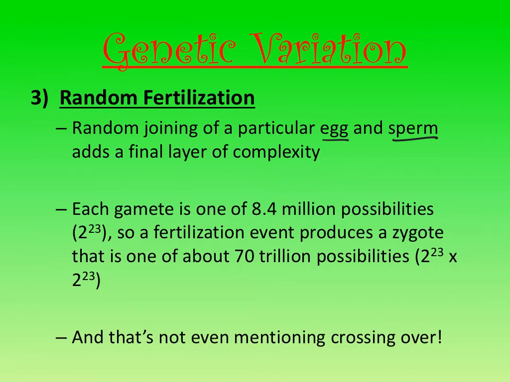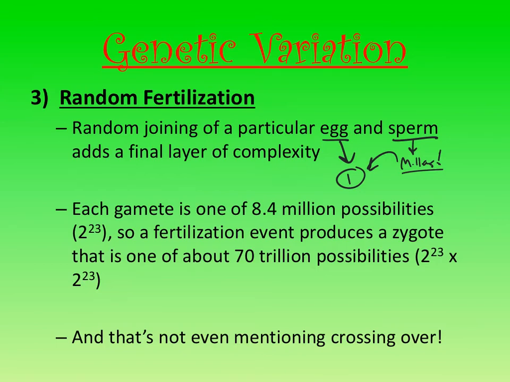I'm assuming you guys learned this in health class or something at some point. But an ovulation event gives us one egg at a time, basically. But males will release millions of sperm. So which one of those sperm cells actually fertilizes the egg is completely random, and gives us lots of diversity.